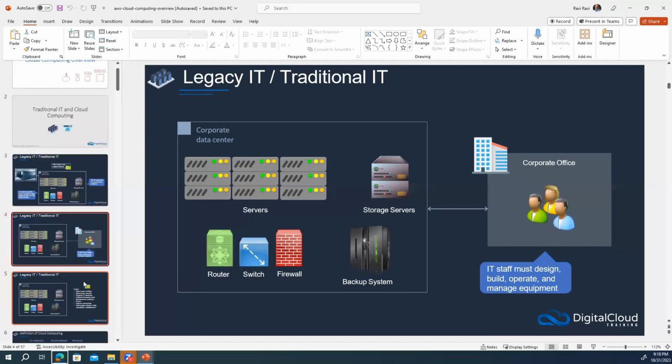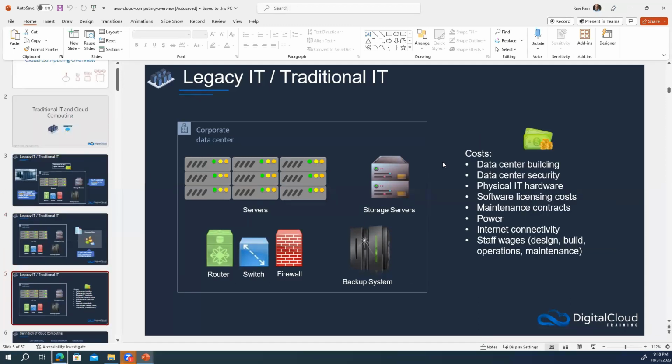That's the reason in the legacy traditional environment, what you're having is the data center building, either purchasing or leasing is a cost, security is a cost, physical IT hardware is a cost, licensing is a cost, power, internet connectivity, the wages, everything is going to be a lot of cost that is involved in this particular architecture.